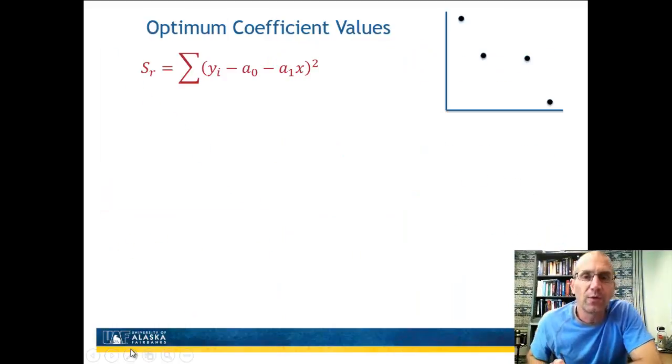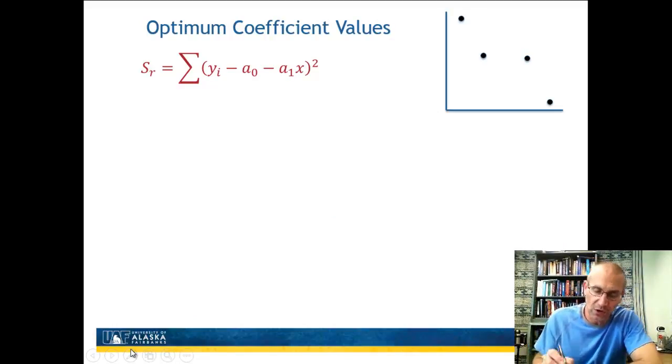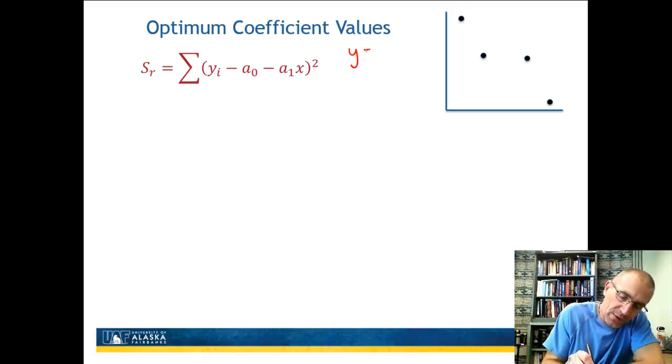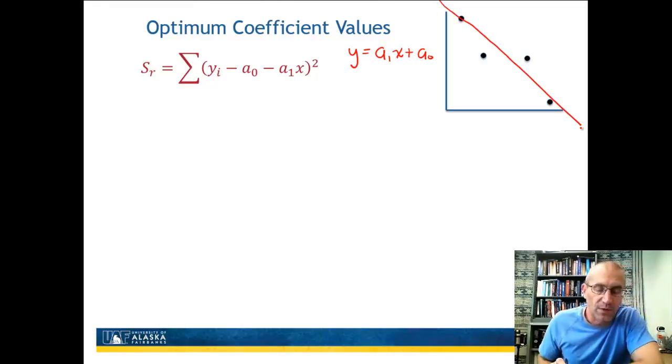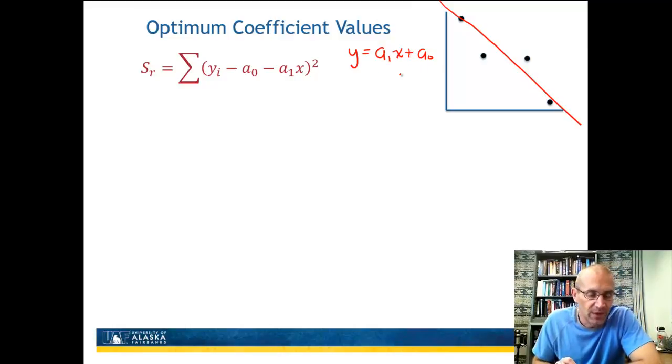Okay, so how do we determine what the coefficient values are? What we have is our best fit line, which we want to be y is equal to a1x plus a0. So we have a 2-parameter polynomial. And what we're doing is trying to find the equation of that line that goes right through here. So a0 is our intercept, and a1 is the slope of our line. We're just looking for a single line. We'll look at higher order polynomials in a later video.